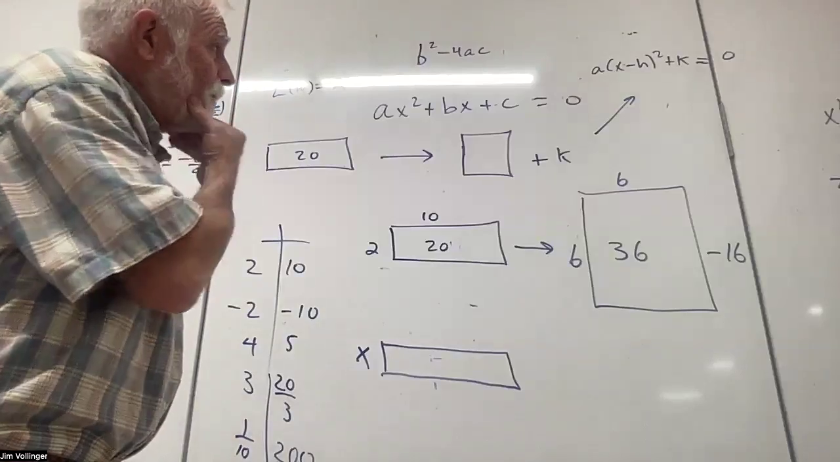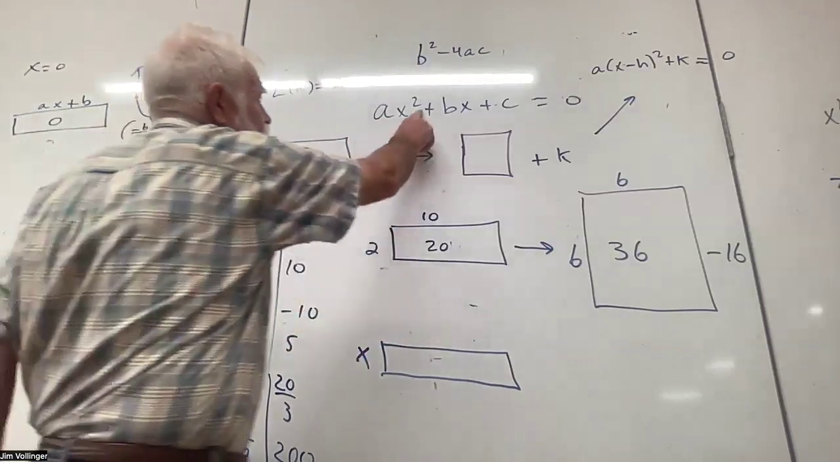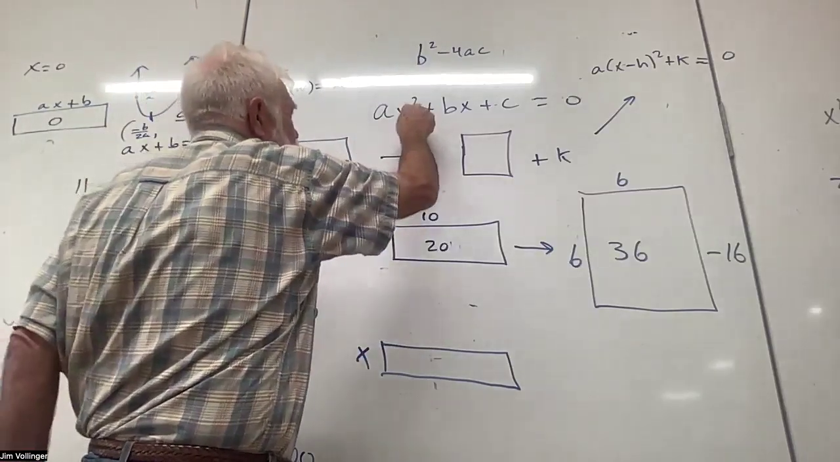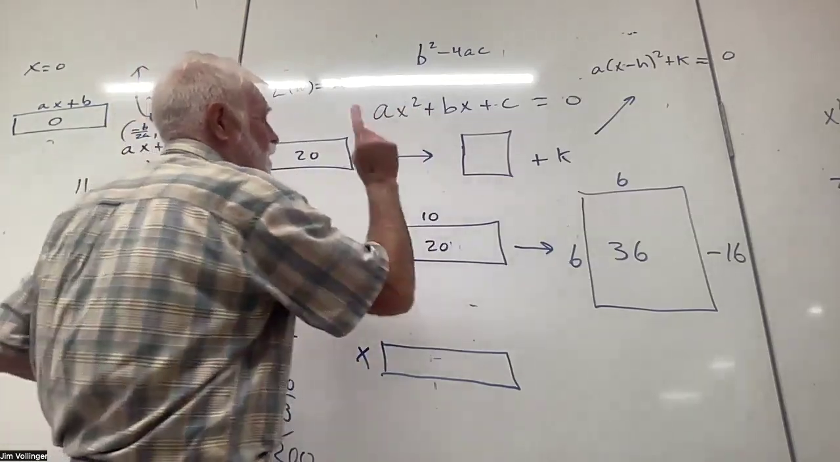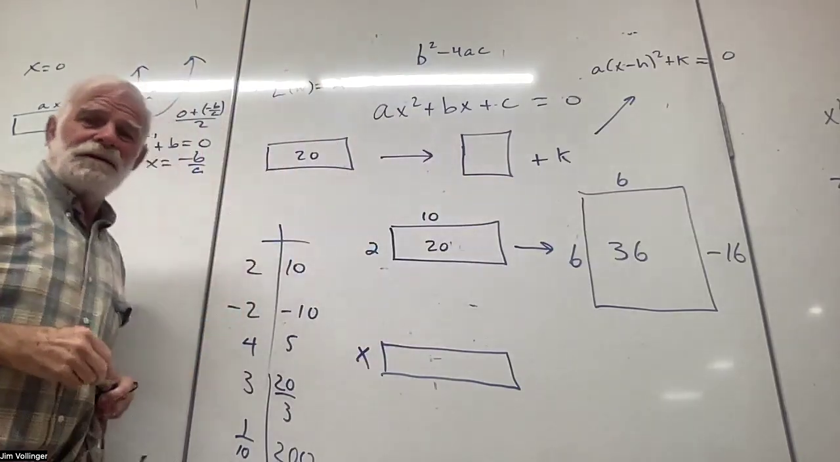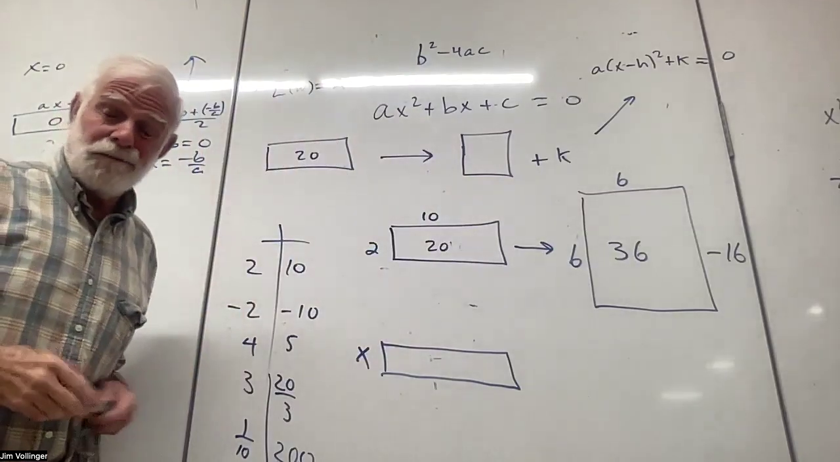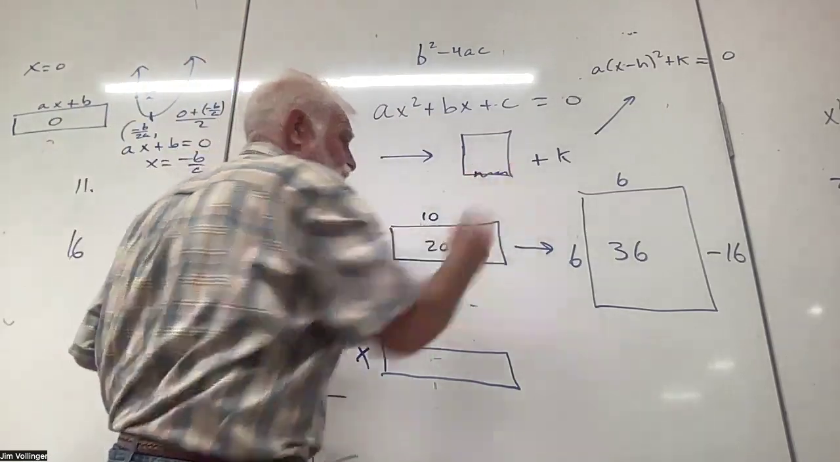Okay, and completing the square. Why do we complete the square? Because if you're going to do the inverse of squaring, you need to take the square root of a square. You can't take the square root if it isn't a square. A square root is the side of a square.